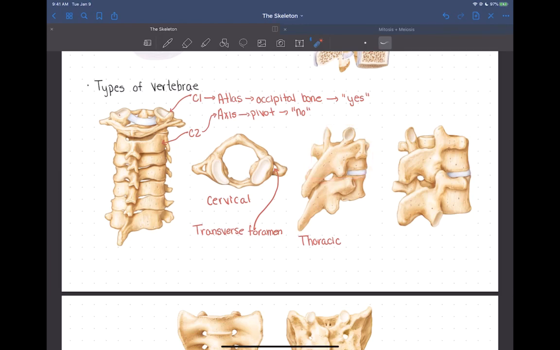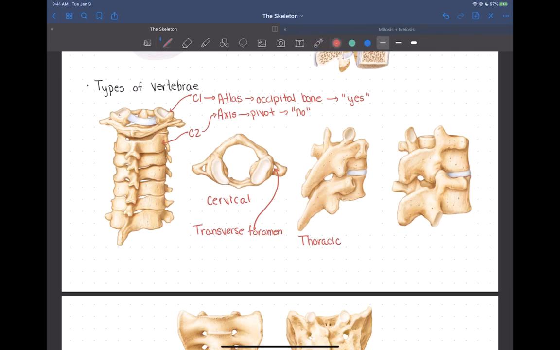Okay, and if we were to look kind of top down like this at this vertebrae, that vertebral foramen is going to kind of have this like triangle shape to it. Okay, so that might help you in lab. All right, so the vertebral foramen is a little more triangular. It's not nice and round like the cervical vertebrae. All right, so that's thoracic.